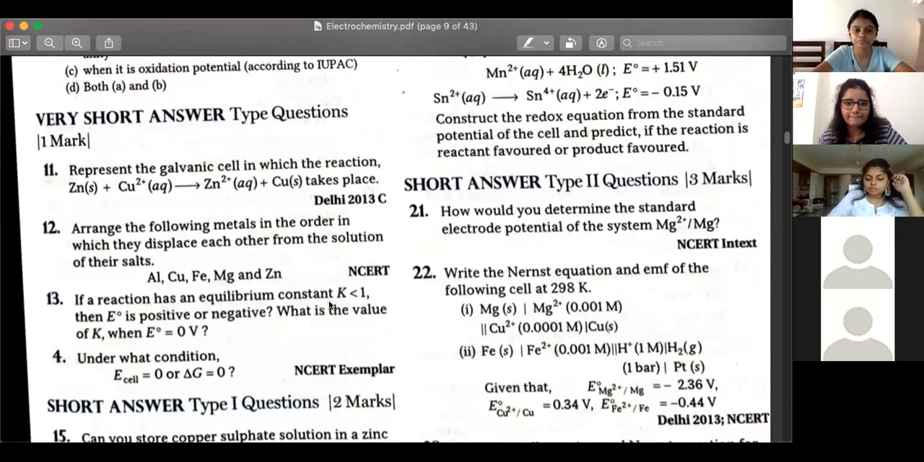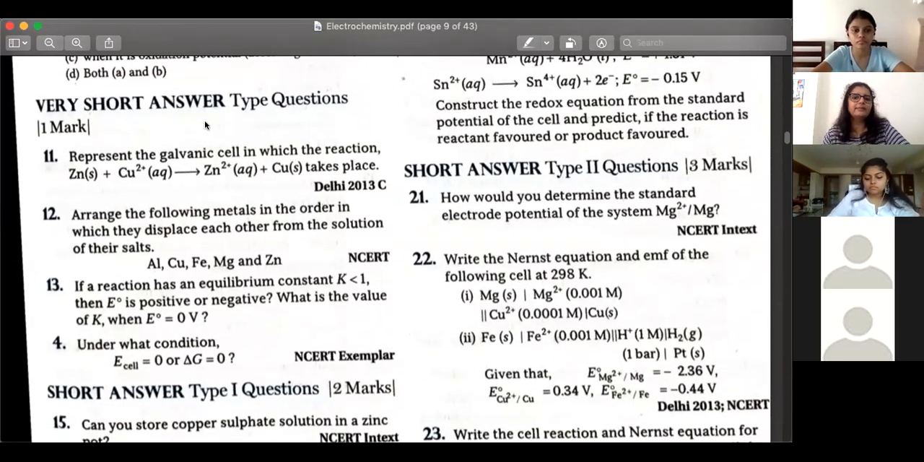Next, representation of galvanic cells. Do you guys remember how to represent them? Yes. Okay, quickly send it off.